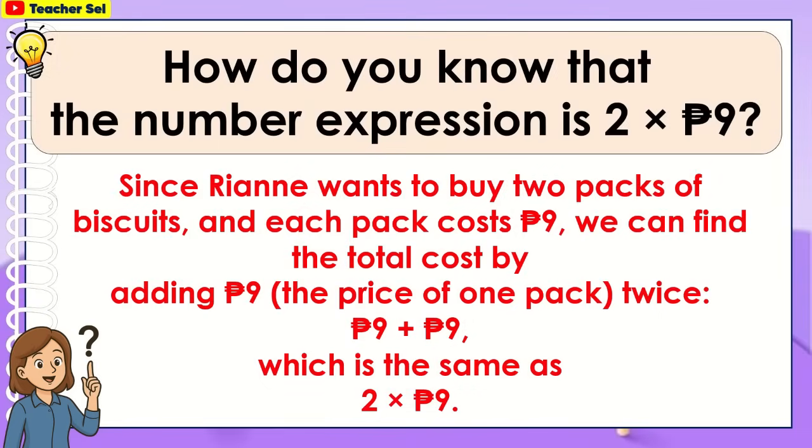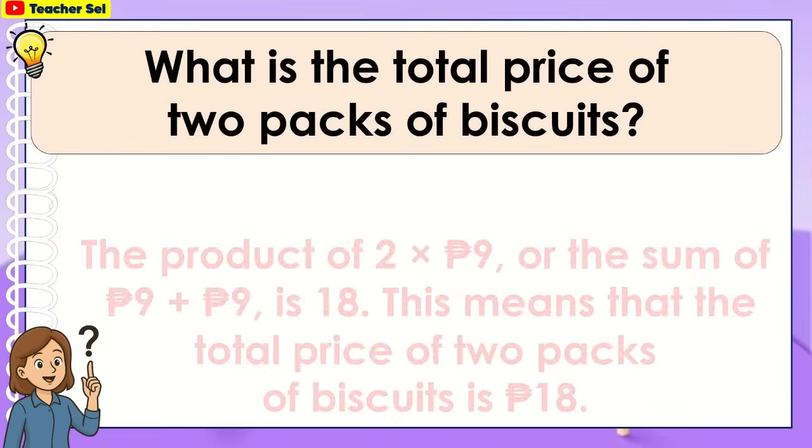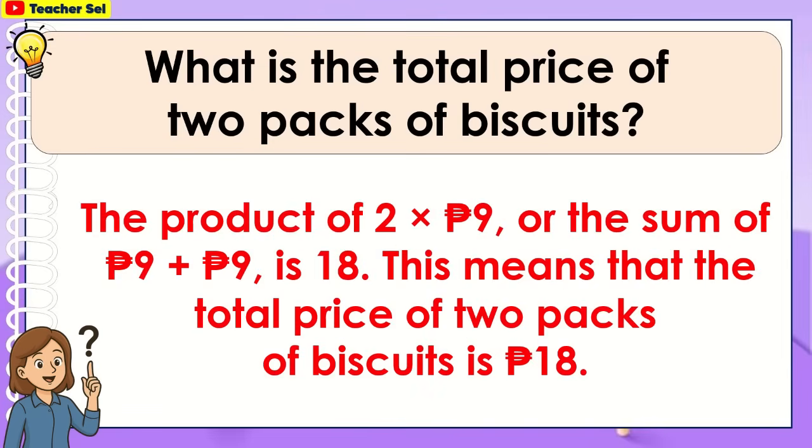How do you know that the number expression is 2 times 9 pesos? Since Rian wants to buy 2 packs of biscuits and each pack costs 9 pesos, we can find the total cost by adding 9 pesos, the price of 1 pack, twice. 9 pesos plus 9 pesos, which is the same as 2 times 9 pesos. What is the total price of 2 packs of biscuits? The product of 2 times 9 pesos or the sum of 9 pesos plus 9 pesos is 18. This means that the total price of 2 packs of biscuits is 18 pesos.